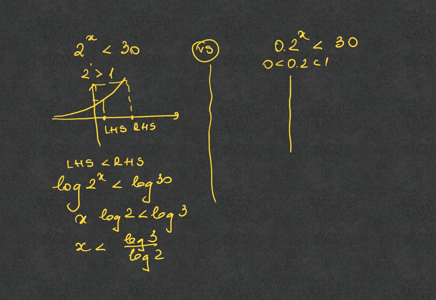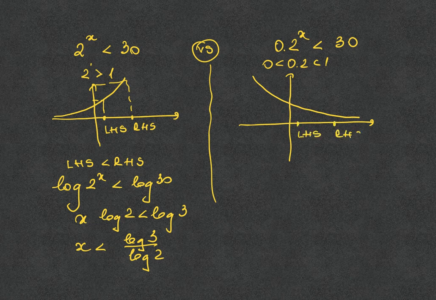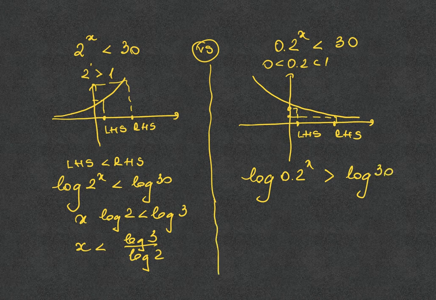In this case, think of the graph of y equals 0.2 to the power of x, and 0.2 to the power of x comes like this. So left-hand side is somewhere here, let's say, and right-hand side is somewhere here. So when you do log of left-hand side, it's bigger than log of right-hand side. So when you apply log, the sense of the inequality changes if your base is between 0 and 1. So x log 0.2 is bigger than log 30.